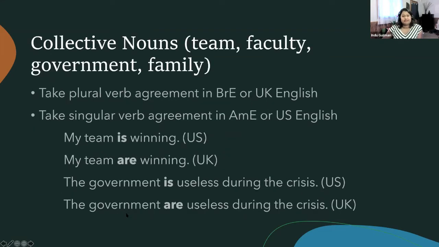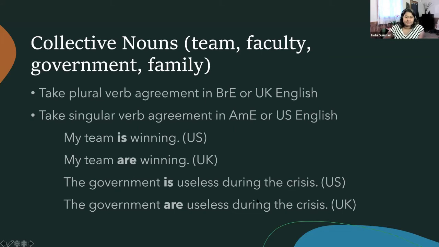Then collective nouns. This is another one I had to remember. When I was editing for that investment company, I had to realize, wait a minute, how do they use collective nouns? I couldn't remember off the top of my head, and I had to go back. It's like team, faculty, government, and family. In UK English, they can take both, but most of the time they take a plural verb agreement. In American or US English, they take singular. My team is winning. My team are winning.